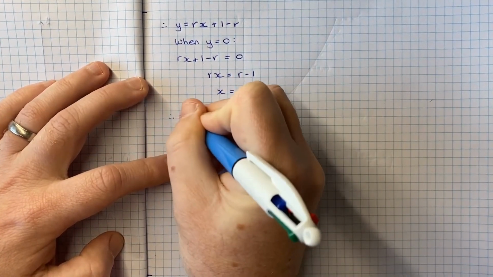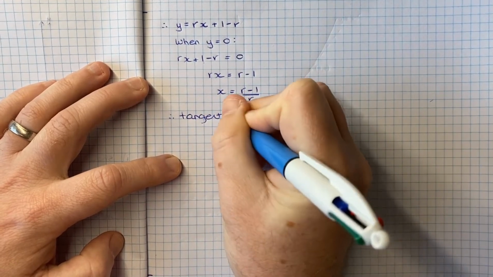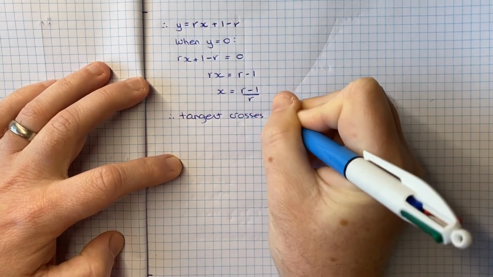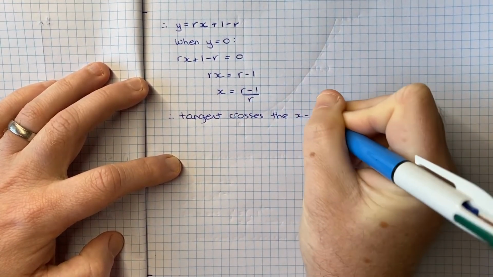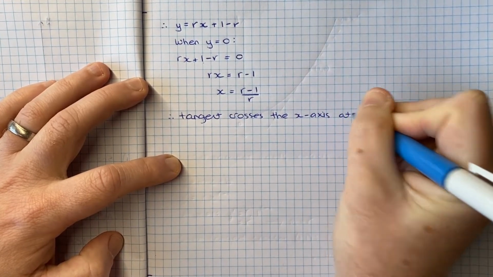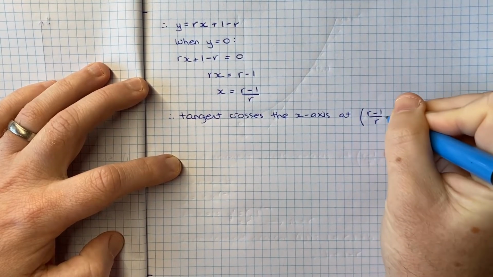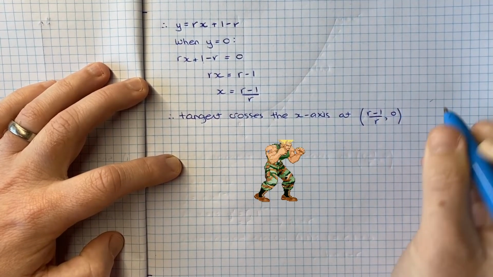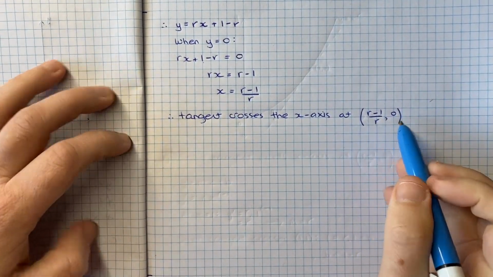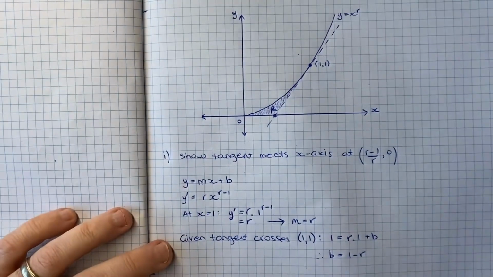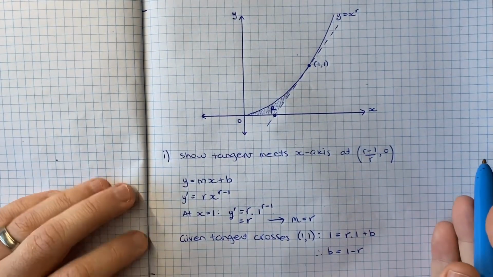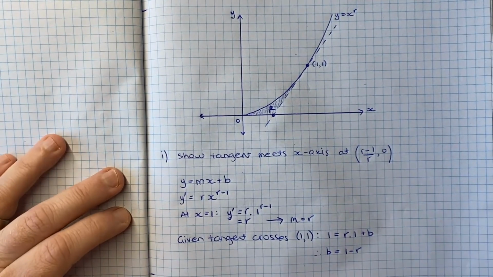Therefore, the tangent crosses the x-axis at the coordinates, well, the x-coordinate is (r minus 1) on r, and the y-coordinate is 0. So (r minus 1) on r, comma 0 is what we had to show. So that's how you get through part 1.